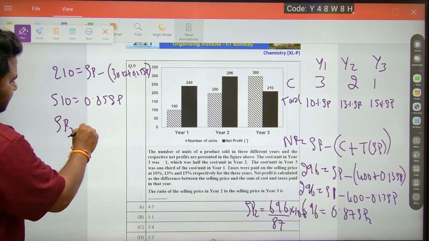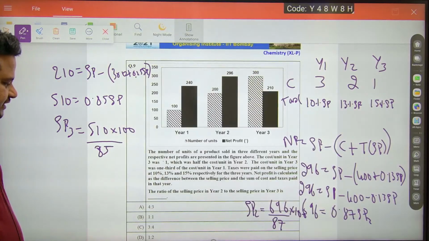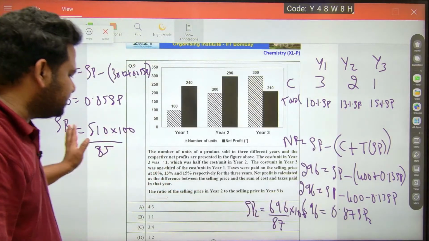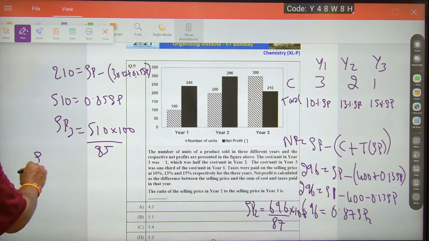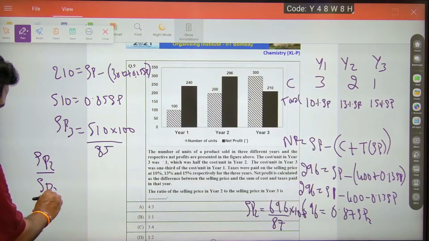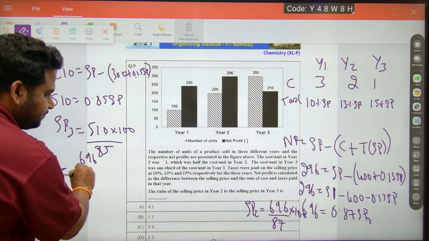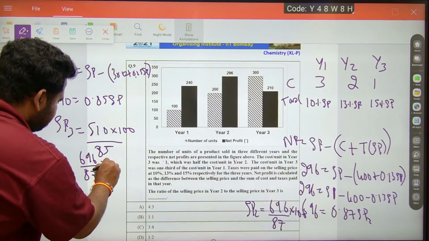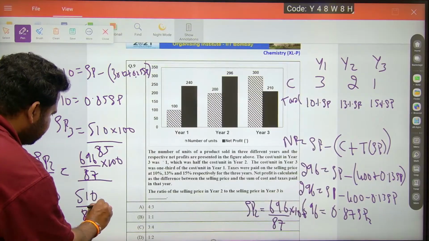SP3 will become 510 into 100 divided by 85. They are asking the ratio of SP2 and SP3. So the ratio of SP2 by SP3, I have to do it. SP2 is 696 by 87 into 100, and this is 510 by 85 into 100.